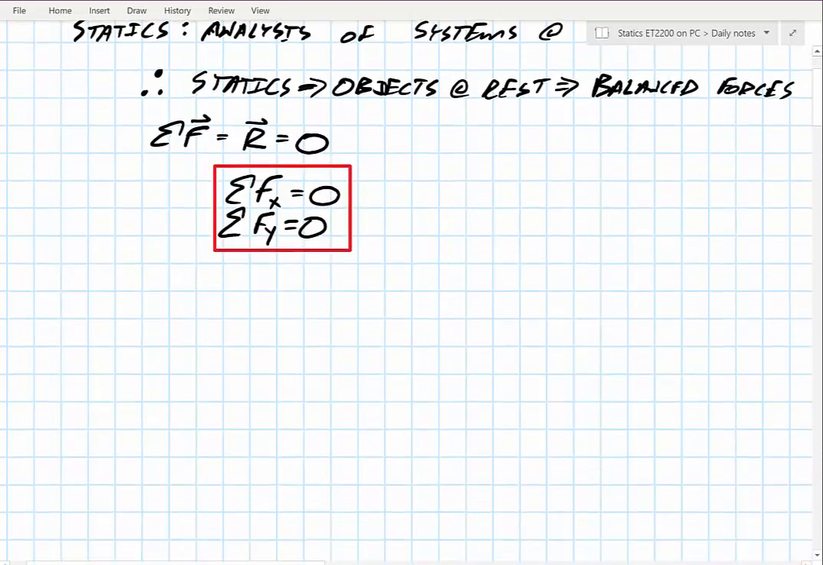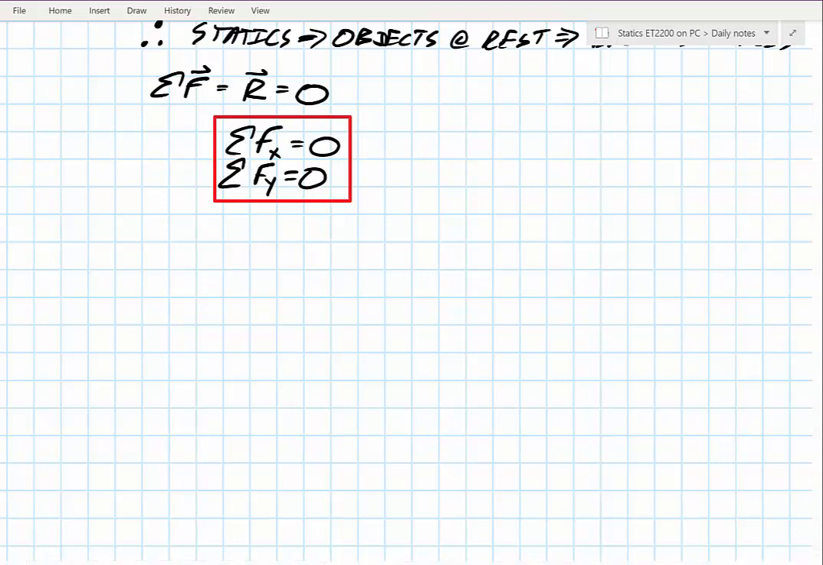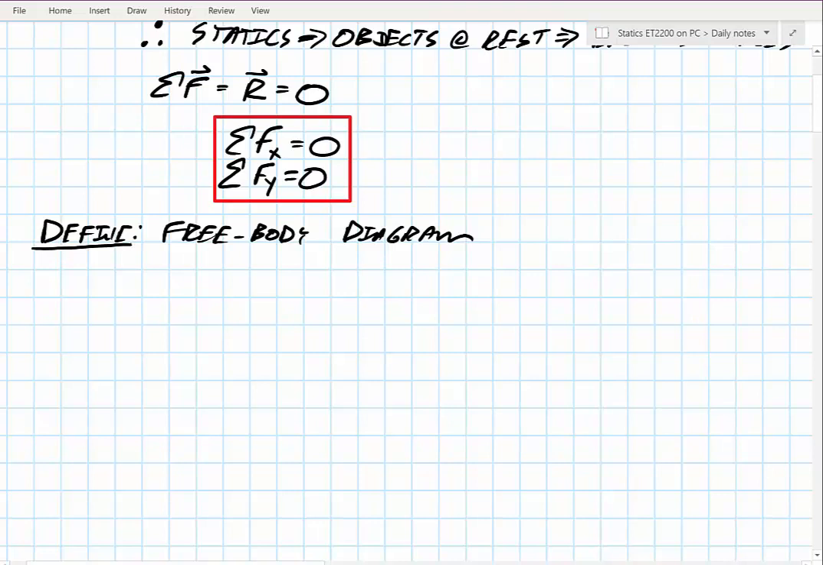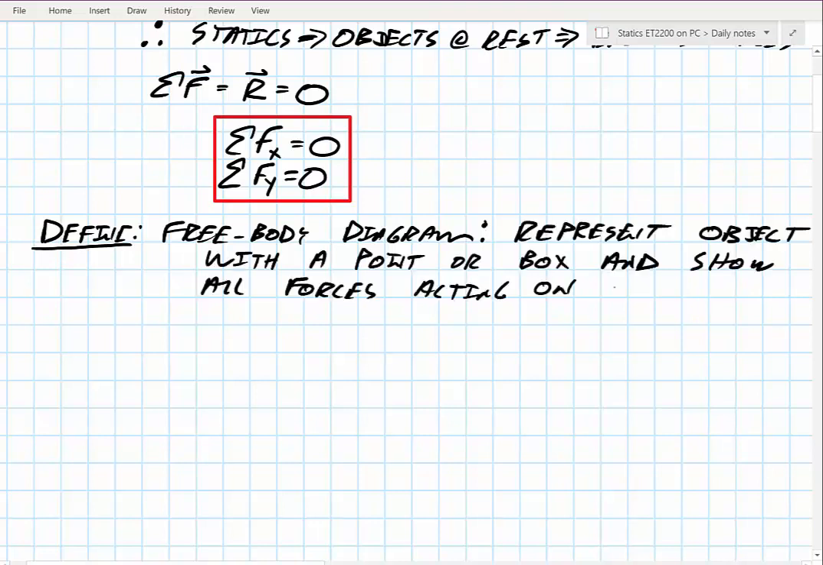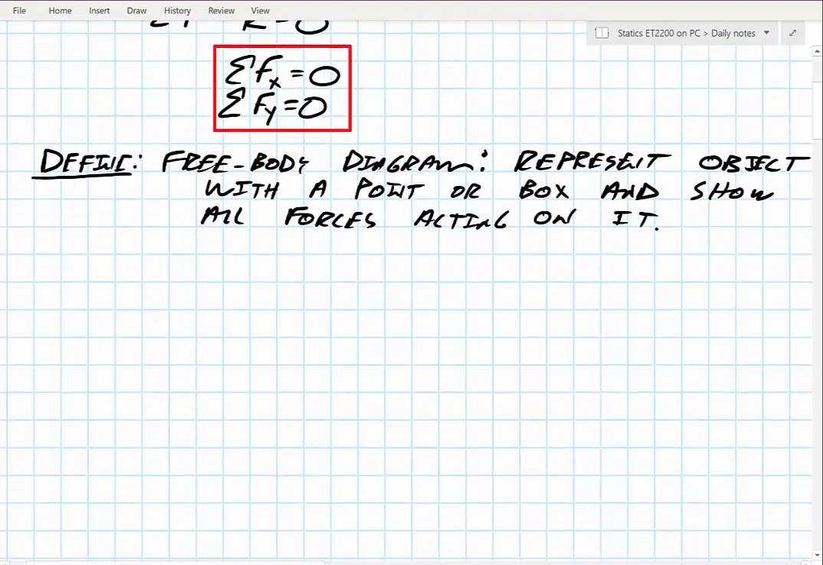So we'll spend a lot of time with those two equations, and they aren't too bad because everything's equal to 0. Before we start working on some problems or what this means, we're going to have to define a free body diagram. So a free body diagram is basically a representation of an object with all the forces acting on it. Or written out, representing an object as a point or a box and showing all the forces acting on it.